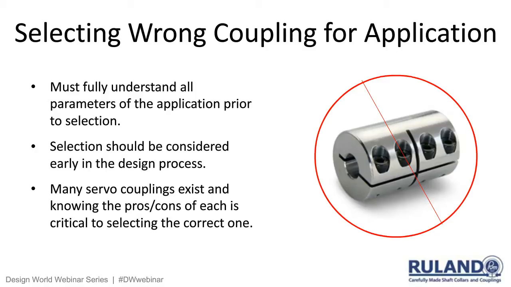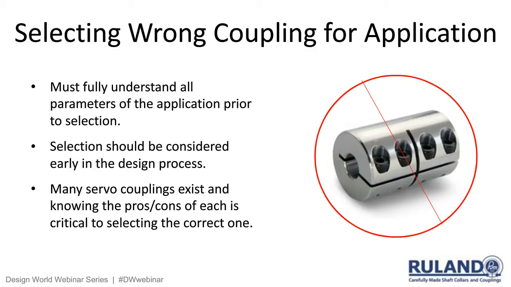Selecting the wrong coupling for the application. You must fully understand all parameters of the application prior to the selection. Selection should be considered early in the process. Many servo couplings exist. Knowing the pros and cons of each one is critical to selecting the correct one.